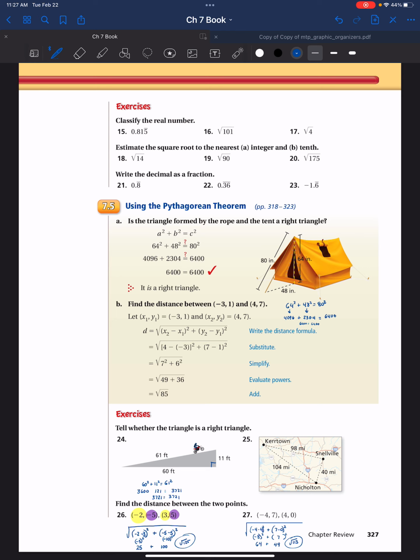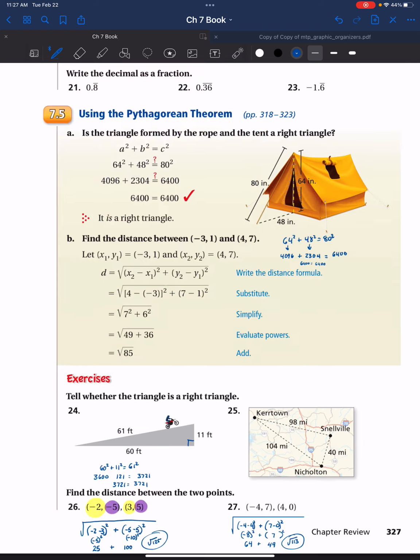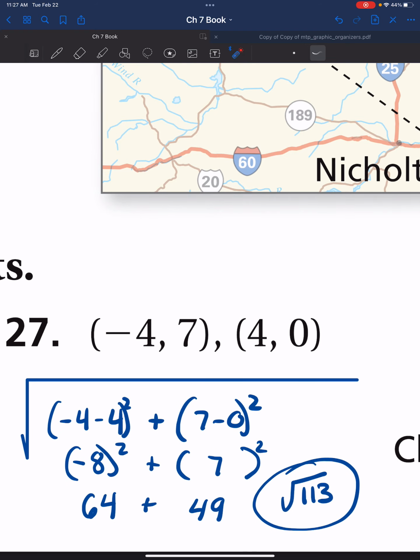Would it matter if you did negative 4 minus 4 and went the other way? Zoe's question is, if I said negative 4 minus 4, could I also say 4 minus negative 4? Yes, but then when it comes to my y's, I need to make sure I go that direction as well. So instead of 7 minus 0, I would have said 0 minus 7. You can go either way as long as you go the same way for both the x's and the y's.